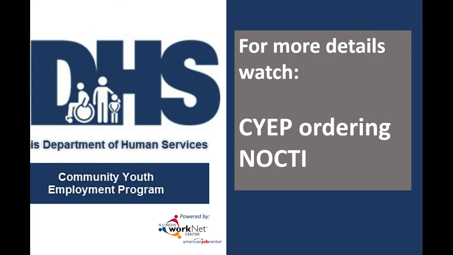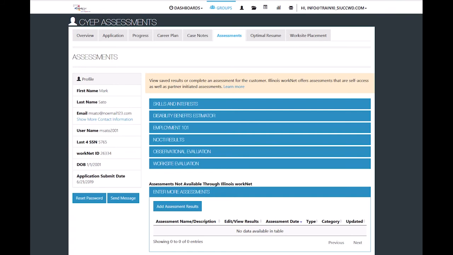We have a number of tools on Illinois WorkNet that are assessments. If you would like to watch more information, you can watch the videos on our playlist that have something to do with Employment 101, NOCTI, the Observational Evaluation, and Worksite Evaluation. The customers are asked to complete the Skills and Interest Survey, Employment 101 and NOCTI as part of your performance, so they will be able to do that from their individual profile. You can see the results here as well as the customer can see the results on their profile.